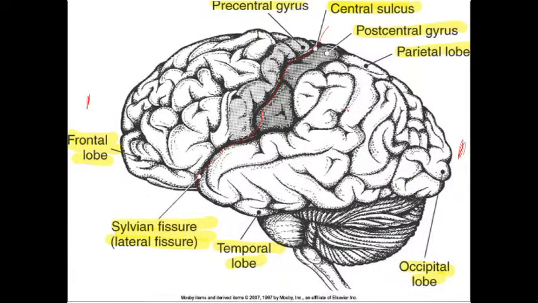And then if we refer back to this image, we have the central sulcus, which, the Sylvian fissure on this I feel is mislabeled. So let's just remove this and worry about the central sulcus here.